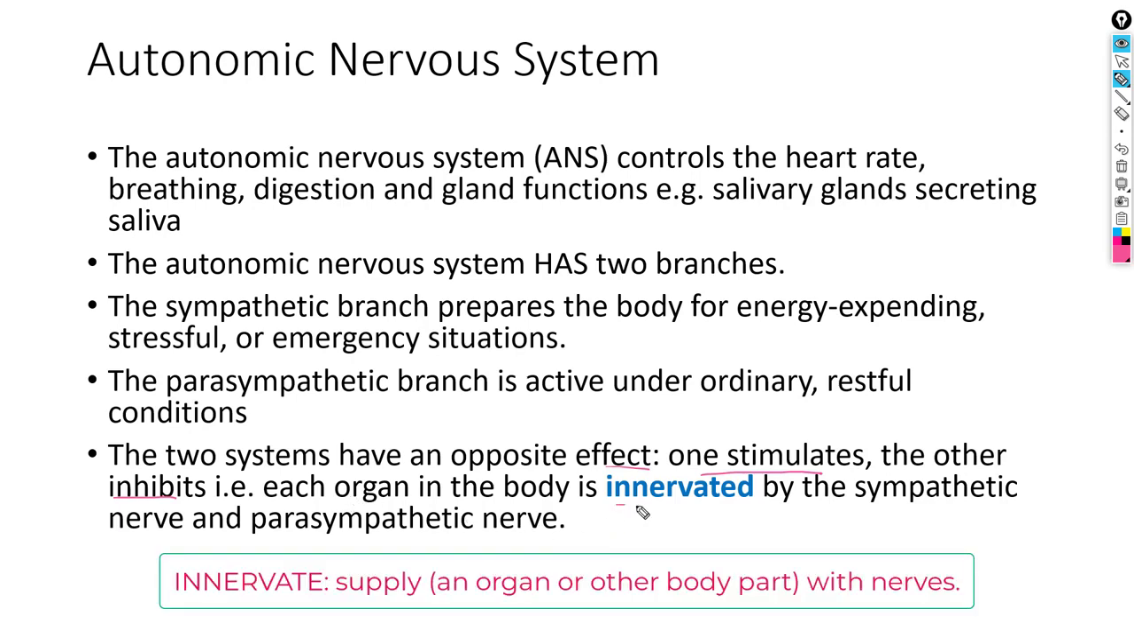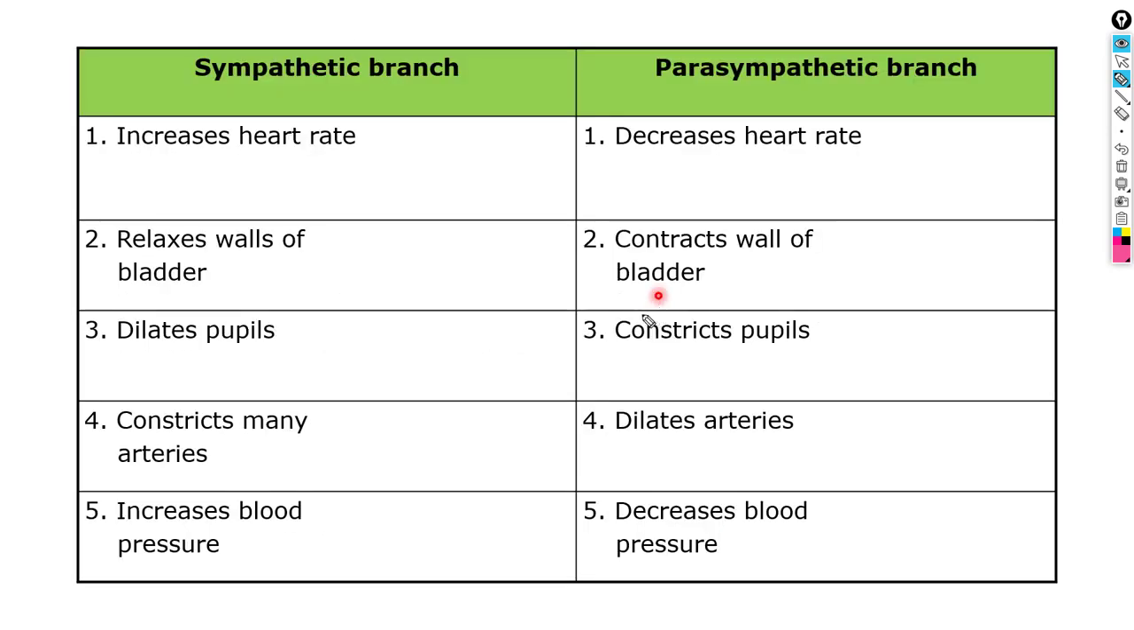Each organ in the body is innervated by a sympathetic nerve and a parasympathetic nerve. Here are some examples for these two branches, guys. We say the sympathetic branch is preparing the body for emergency, so it will stimulate, while the other one inhibits. In the first example here, the heart rate is increased by the sympathetic branch during the emergency, and it is decreased by the parasympathetic branch after the emergency. The same applies here. The walls of the bladder are relaxed by the sympathetic branch, and they are contracted back by the parasympathetic branch after the emergency.